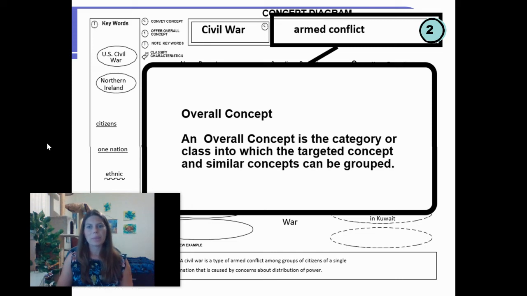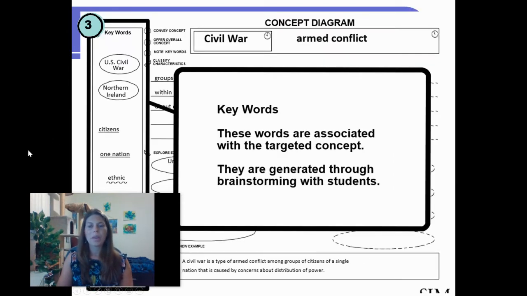When we're creating our concept diagram, once we've established our concept, we then need to link it to a greater overall concept. So in this case, Civil War is linked to the greater concept of armed conflict. Then we have students brainstorm keywords, anything that's going to be associated with the concept. And students generally are good at this.